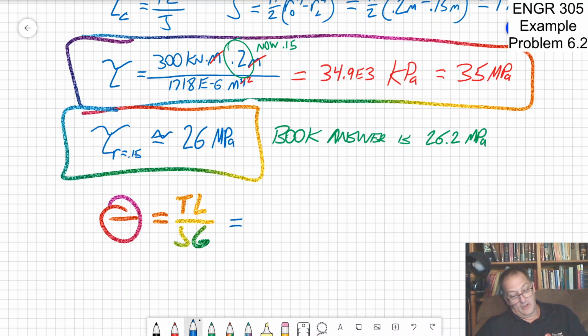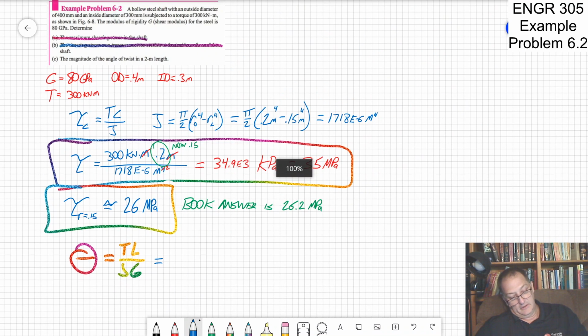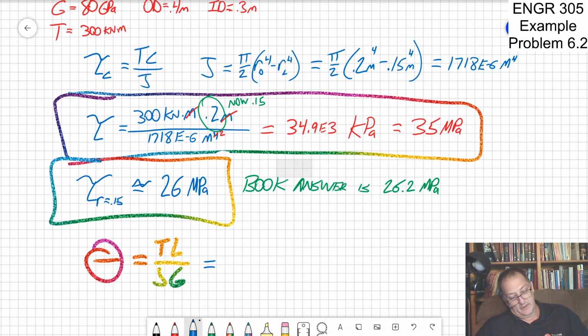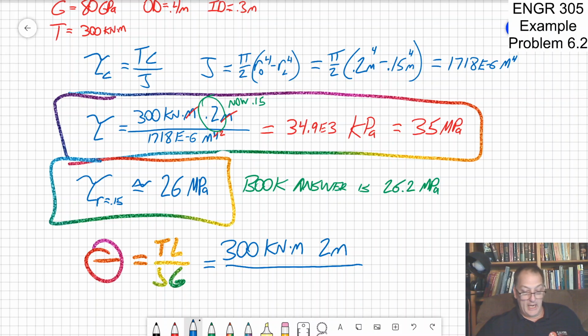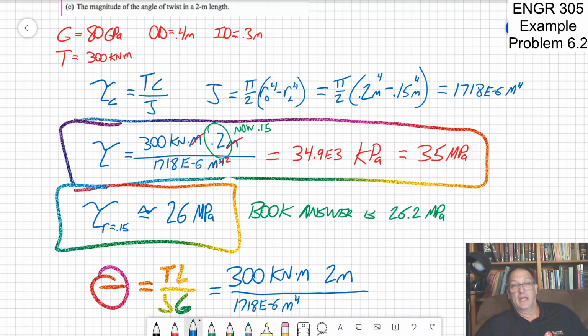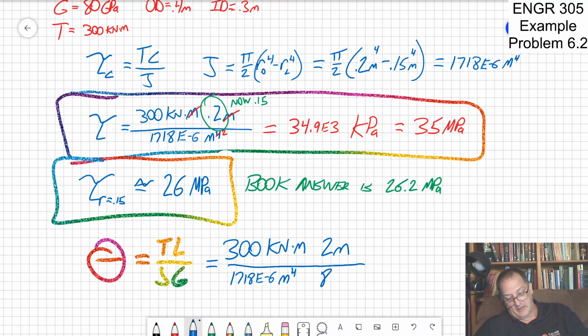Torque was equal to 300 kilonewton meters. L, they just told me it was 2 meters long. J, I calculated that up above, 1718 e negative 6 meters to the 4th. And G, you can still see it at the top of the page, 80 gigapascals.